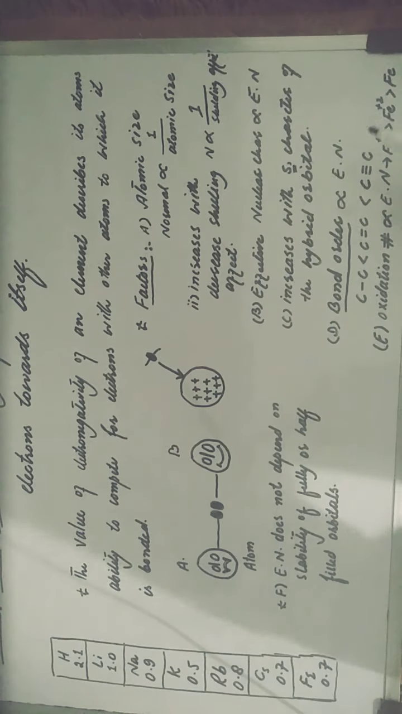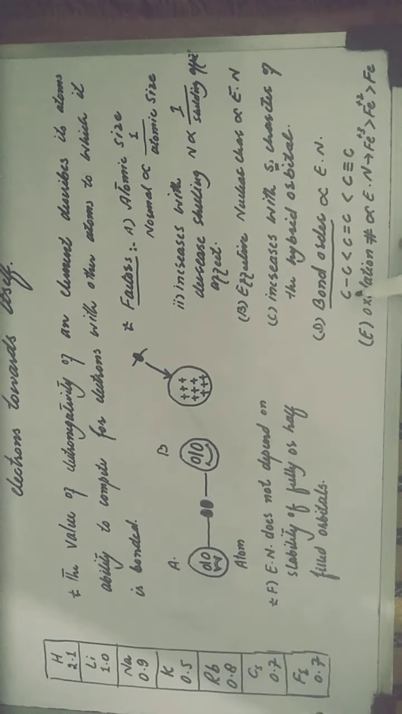Bond order is also proportional to electronegativity. So the electronegativity of a single bond will be less than that of a double bond, and a double bond will have greater electronegativity than a triple covalent bond.